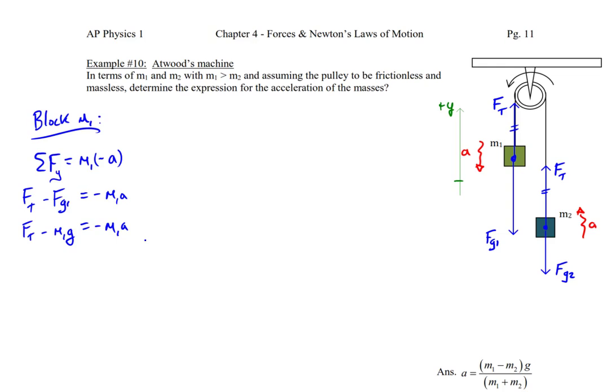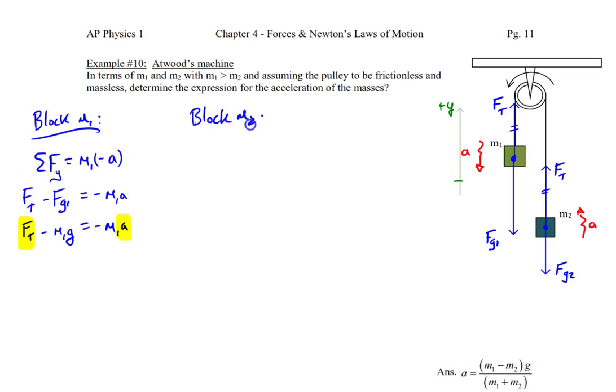If you look at it carefully, you might notice that we have really two unknowns. We have Ft that we don't know, and we don't know A. So really we need a second equation, and that's going to come from block M2 over here. So let's take a look at block M2 now.